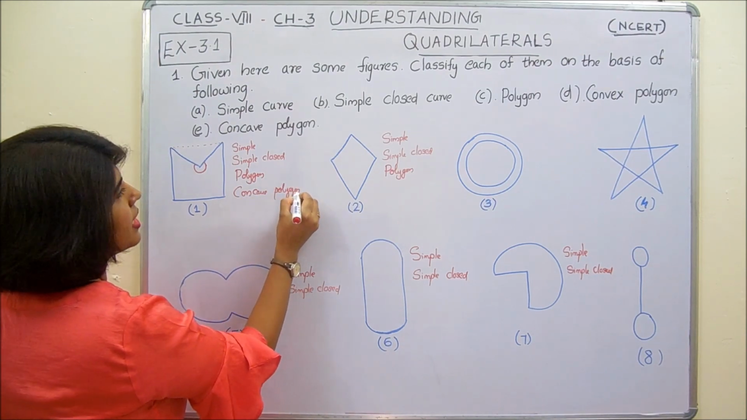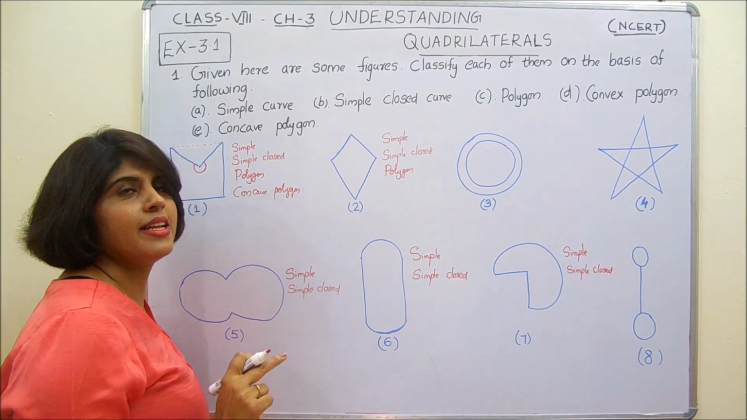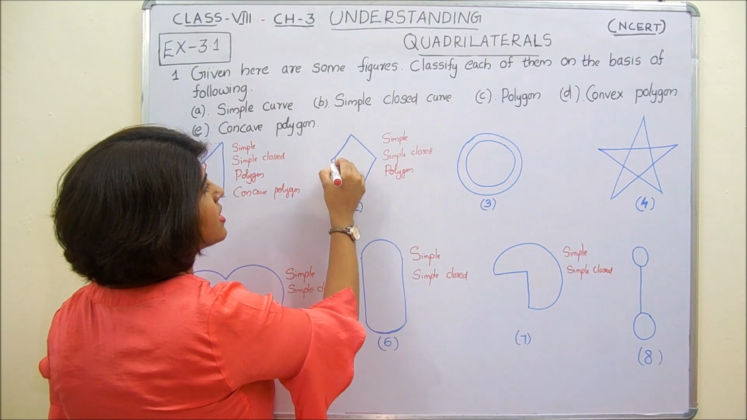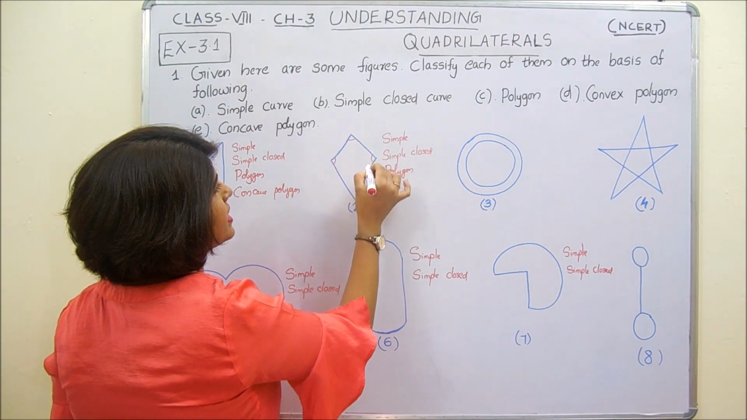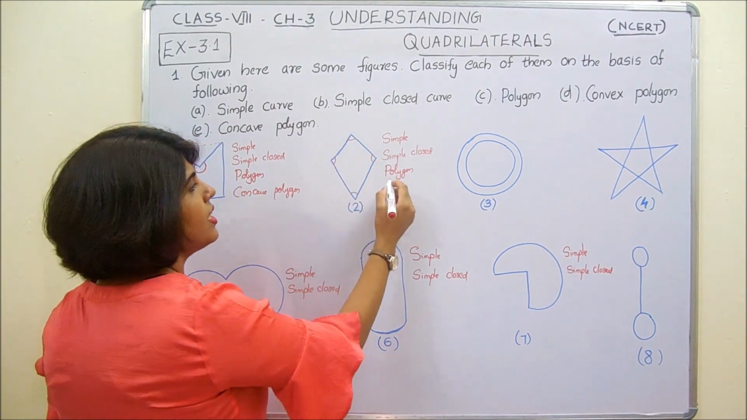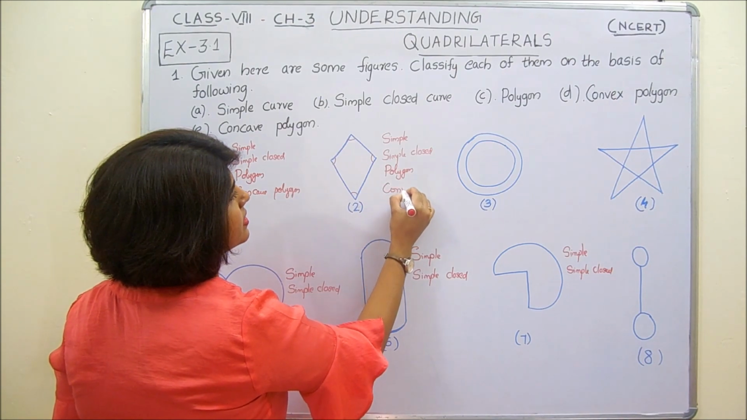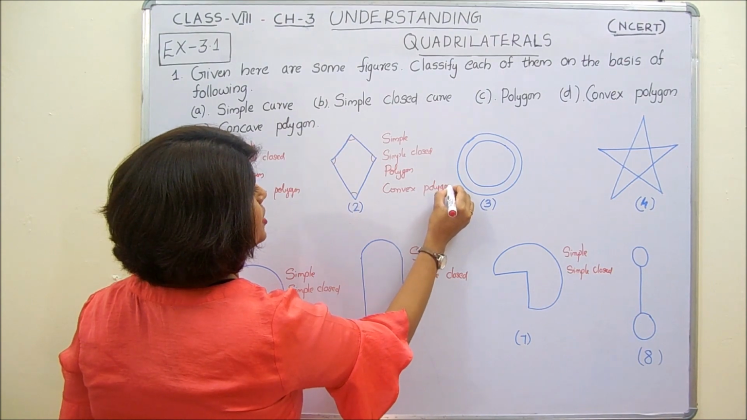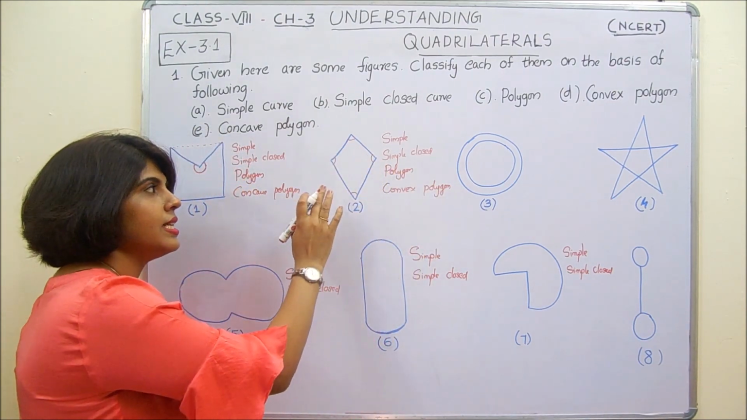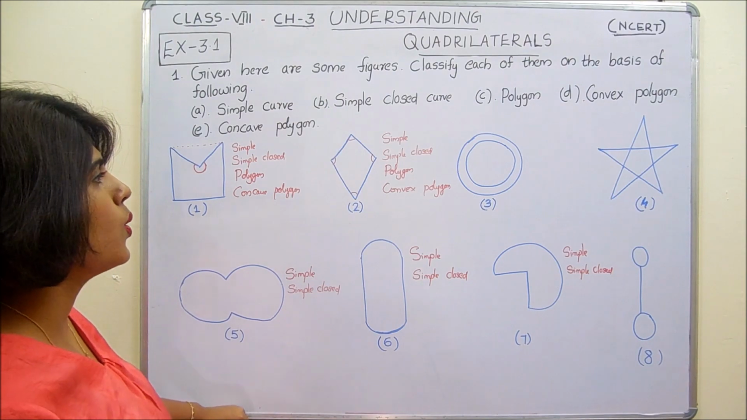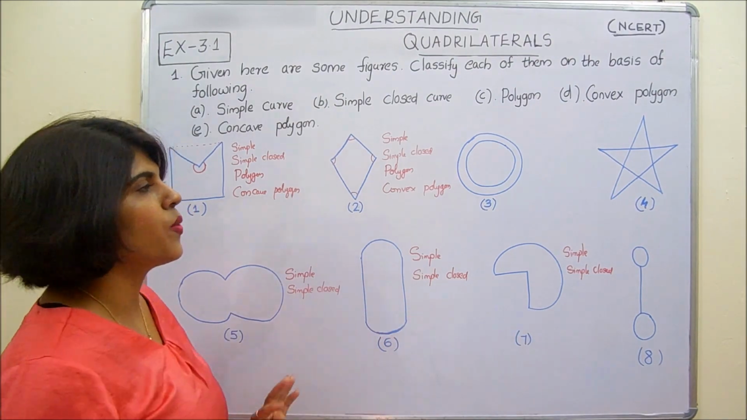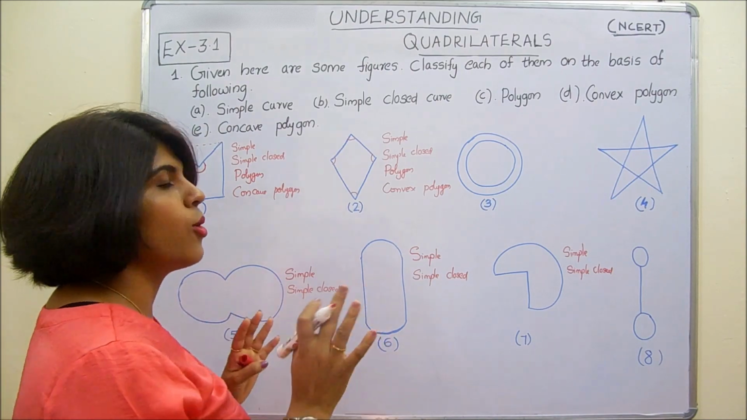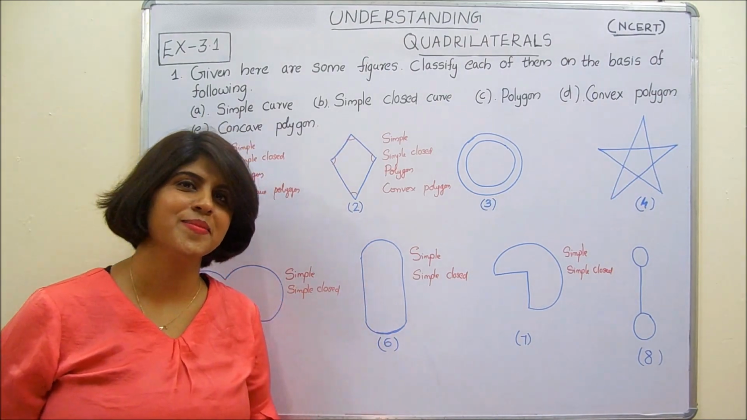Okay. And what about this second diagram? Here all the interior angles are less than 180 degrees. So we can say that it is a convex polygon. Clear? And if we consider any of its diagonals, it would lie inside the polygon itself. Okay? The rest are not polygons, so we don't want to check them. These are neither convex nor concave. Clear?